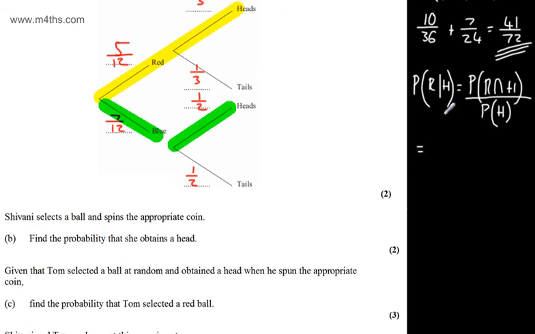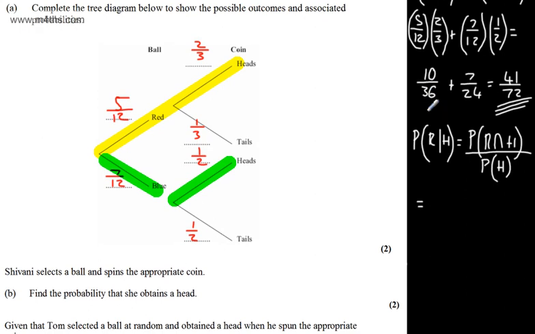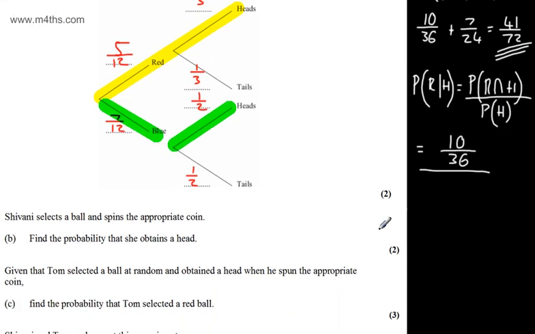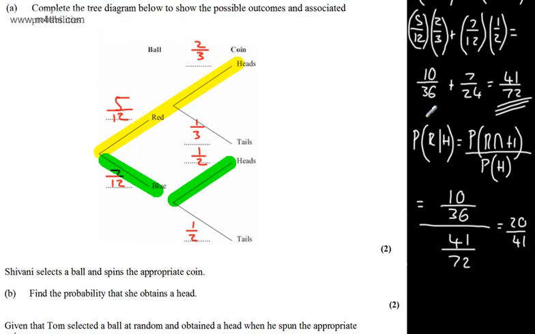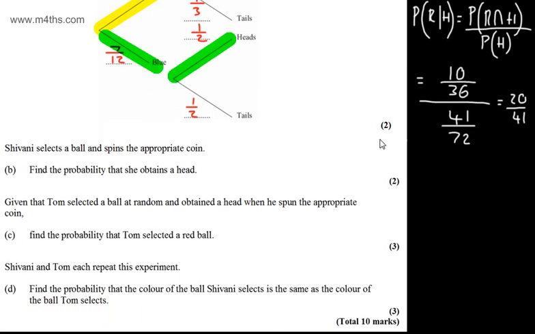So the probability of a red and a head as an unsimplified fraction is going to be 10/36, which we found in the first part. And then we're going to divide this by the probability of a head, which we found in part B of the question, which is going to give me 41/72. I can rewrite this now. Instead of 10/36, I could write that as 20/72. So my probability would be 20/41. I've just simply used the information that we had before.